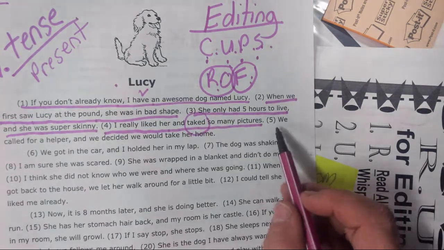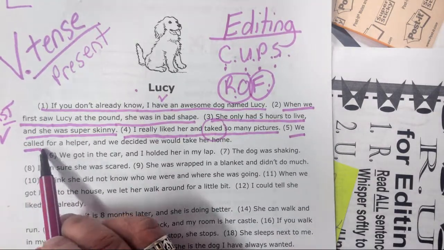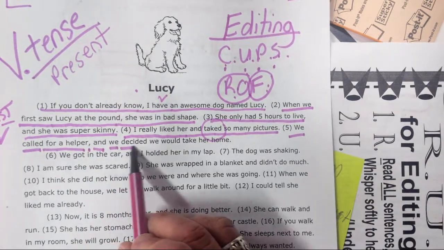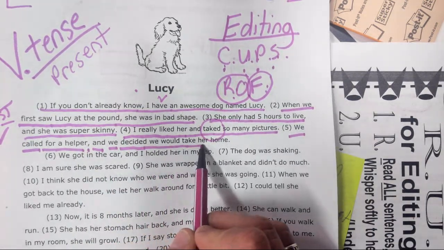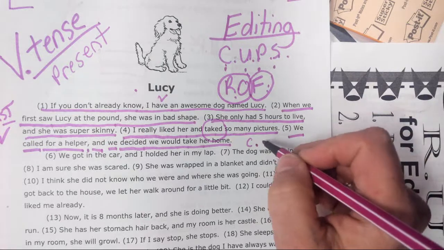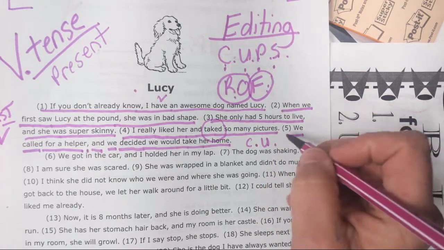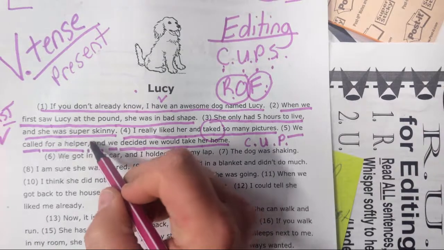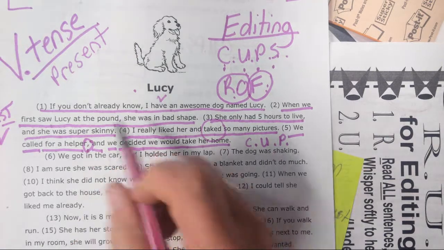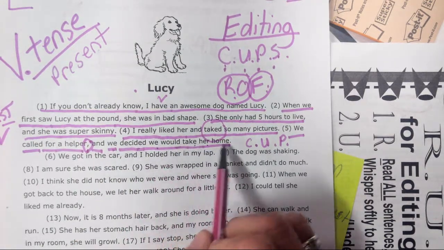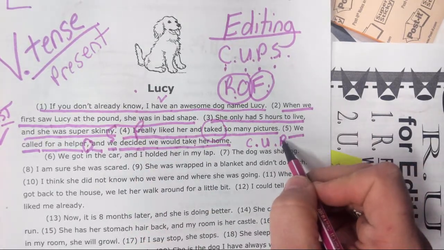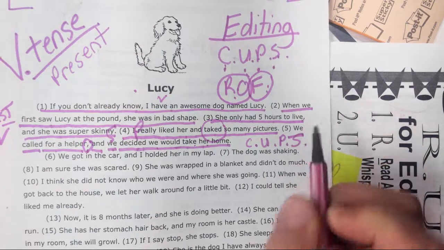So let's do that. We called for a helper, comma, and we decided we would take her home. Well, do I see any capitalization mistakes? No. Do I see any usage mistakes? No. Do I see any punctuation mistakes? Hold on. There's a comma and an and. So I've got to check to make sure this is a compound sentence. So let's do that. We decided we would take her home. Is that a complete sentence? Subject, predicate. Yep. So do we have any punctuation mistakes?